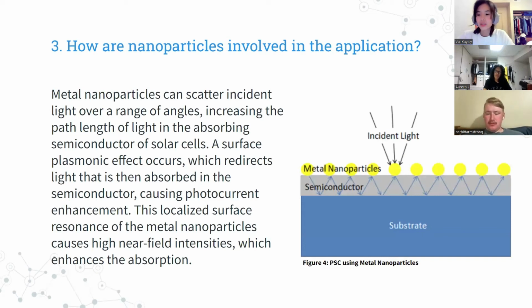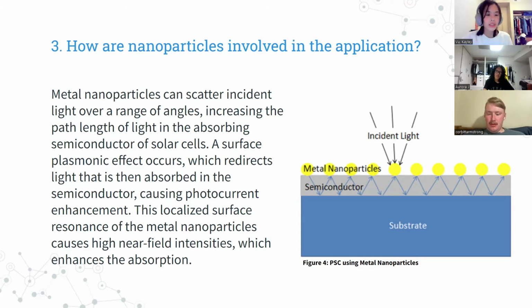Moving on to how nanoparticles are involved in the application, incorporating the silver and gold nanoparticles causes an effect known as the surface plasmonic effect, and this redirects the light in the formation of the waveguide mode, which is then absorbed in these semiconductors. This causes the photocurrent enhancement and also causes a localized surface plasmonic resonance effect of the metal nanoparticle, which causes high near field intensities. And this also enhances the absorption.